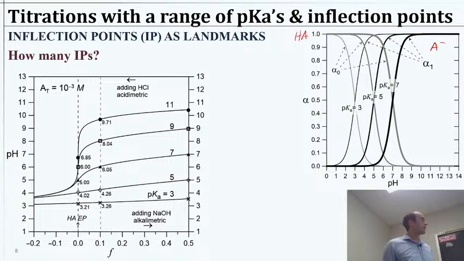So if we take a look at how pH is changing as we're adding base for this pKa 3, it's kind of flat and not so interesting for this range of F. If we look at pH 3 and going up, that's around the time where the alpha 1 fraction, on this one, pKa 3, we are already 60% A minus.